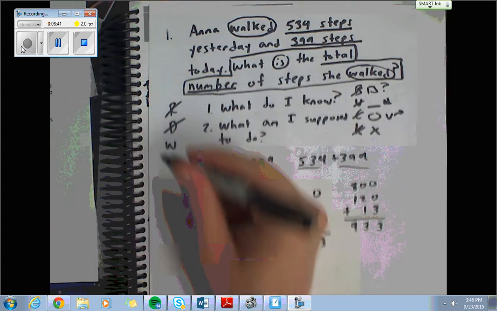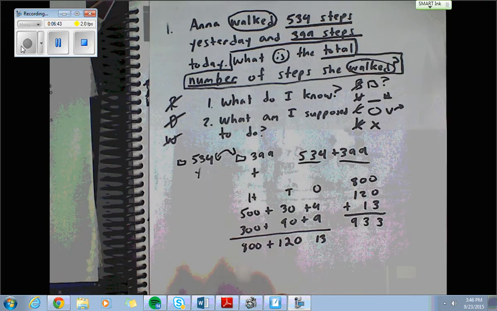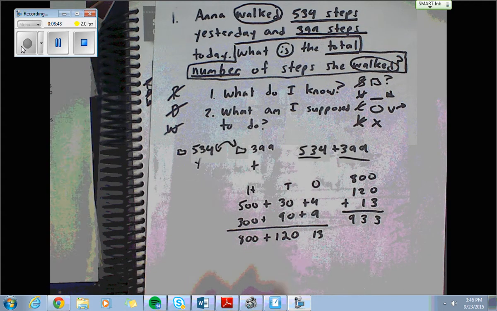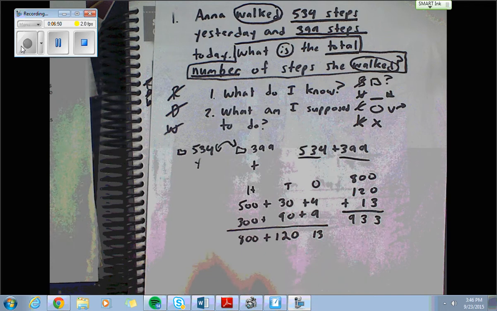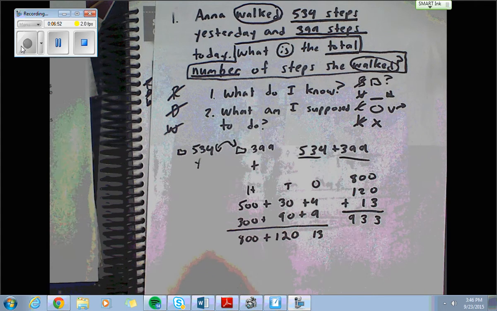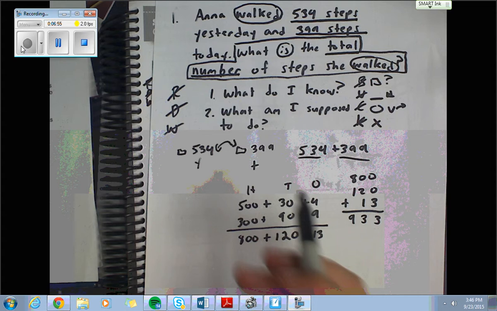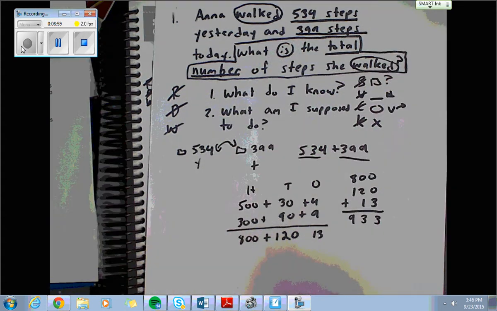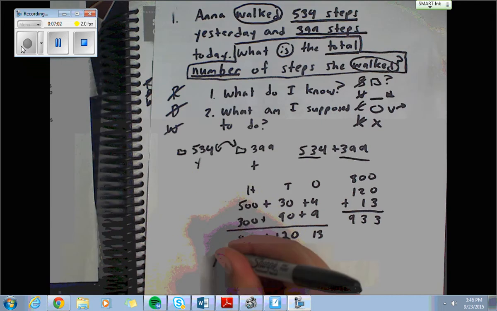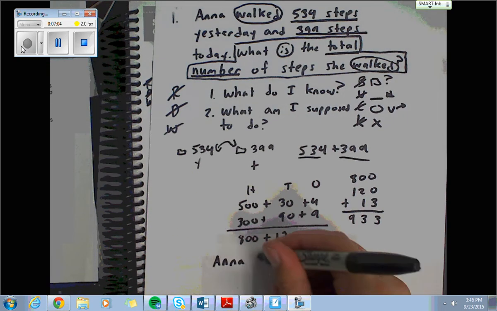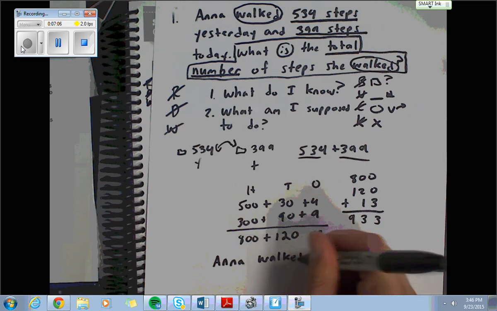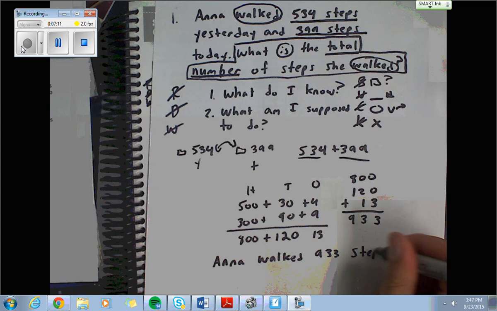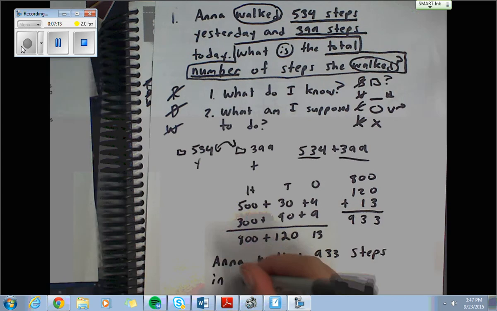Okay, last step is the W. For word problems, the W is very important because we can't really just say the sum is blank. Since we have a real-world situation here, we should respond to the question itself. So the question was, what is the total number of steps she walked? So I'm going to reuse those words in my response, my W. So I can say, Anna, since that's her name, walked 933 steps in total.